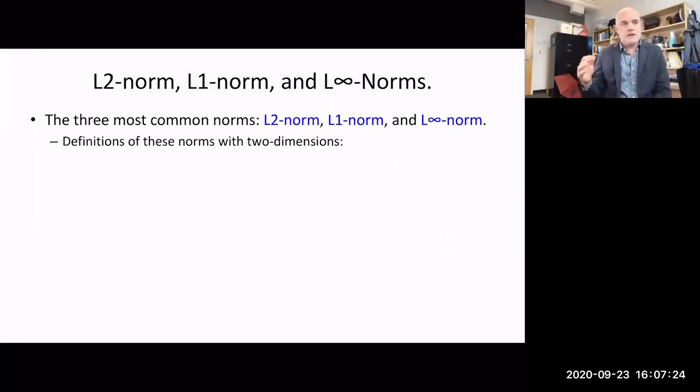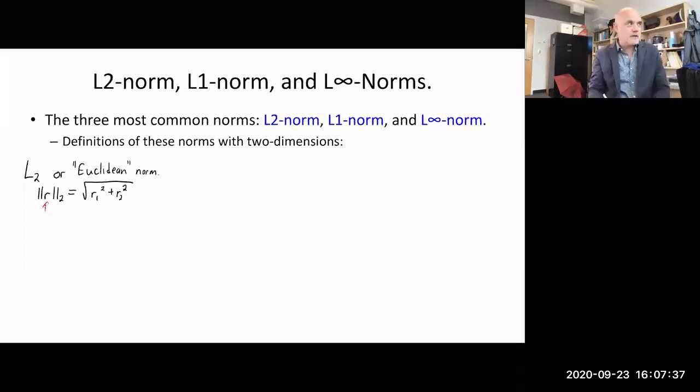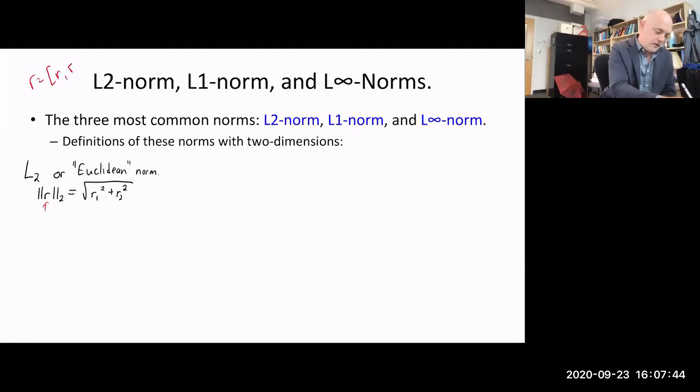We'll go through these in 2 dimensions and then move up to D dimensions, and it should be relatively clear what's going on. So for the L2 norm, or Euclidean norm, think of this R as the difference between 2 feature vectors. That's what we're going to be thinking about. But for now, it's just some vector R, and it happens to be R1, R2, a vector with 2 dimensions.